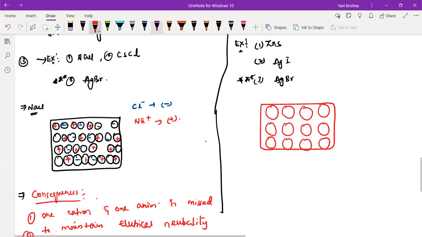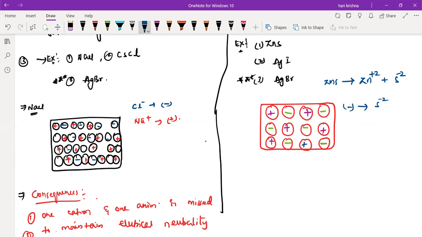And if you draw the positive and negative charge now, this is a negative, right? This is a positive. Now what is happening in the case of ZnS? When you split the ZnS, it will form Zn plus 2 and S minus 2. So whatever the negative is, it is S minus 2, and whatever the positive is, it is Zn plus 2.